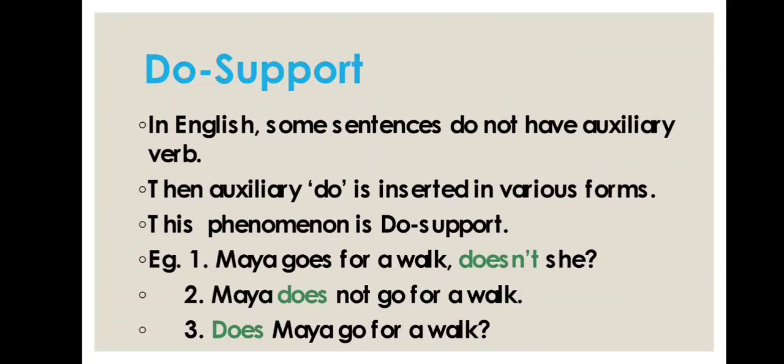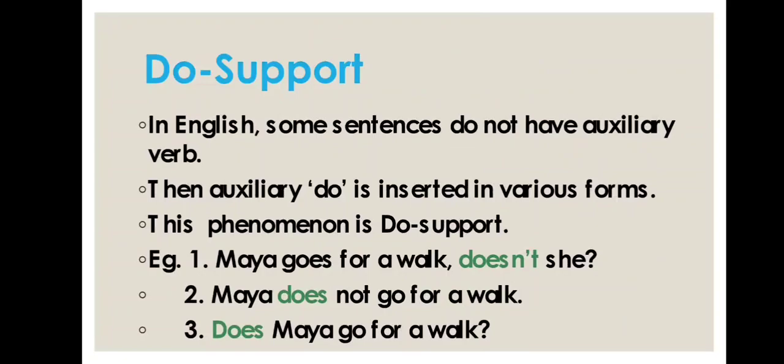Then one more concept we have to see under this topic, that is do support. In English, some sentences do not have an auxiliary verb. In such cases, auxiliary do is inserted in various forms, and this phenomenon is known as do support.